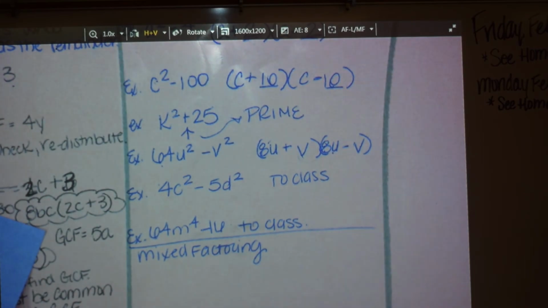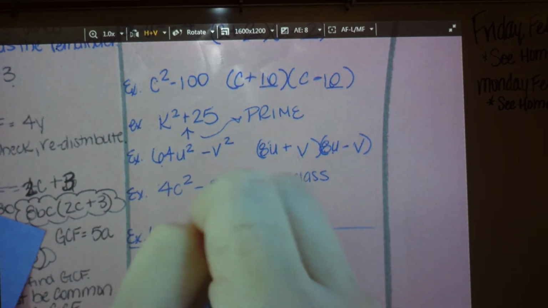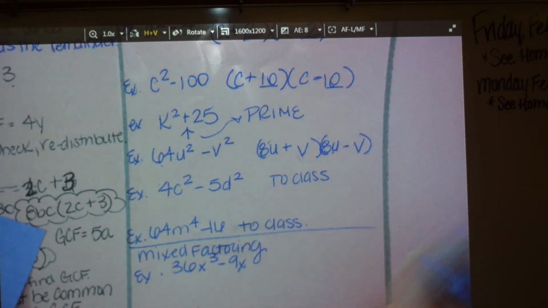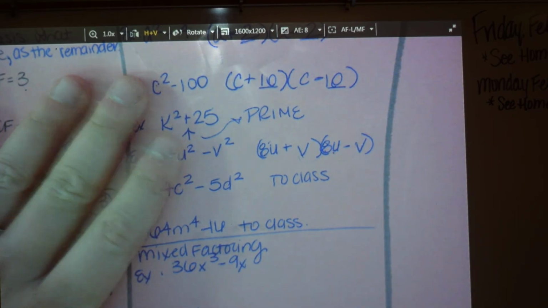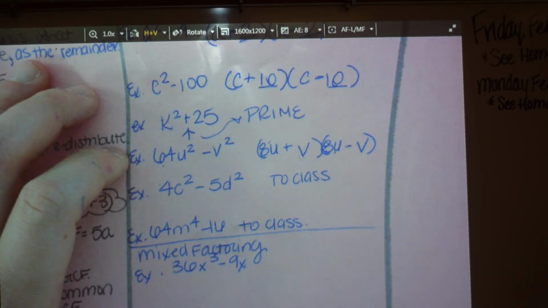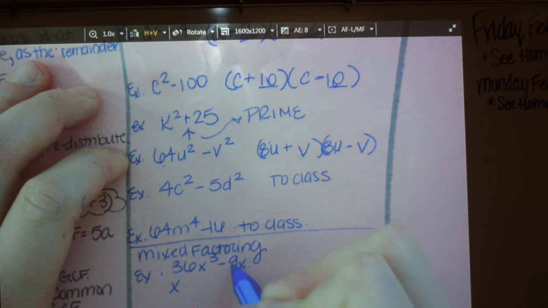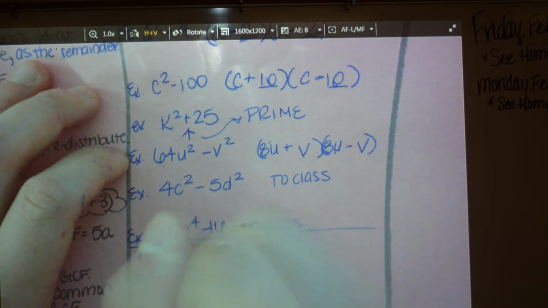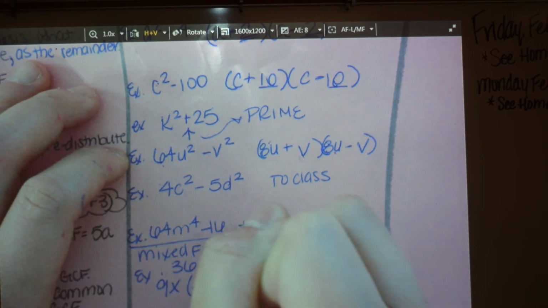Real quick, we might have mixed factoring. If you look at number 20, if you look at this example, 36x cubed minus 9x, we are first going to factor it. We're first going to take out using greatest common factor rules. So we know we're going to take out an x because they both have an x in common. And we know we're going to take out a 9 because they both have a 9 in common. 9x comes out. So 4x squared minus 1.